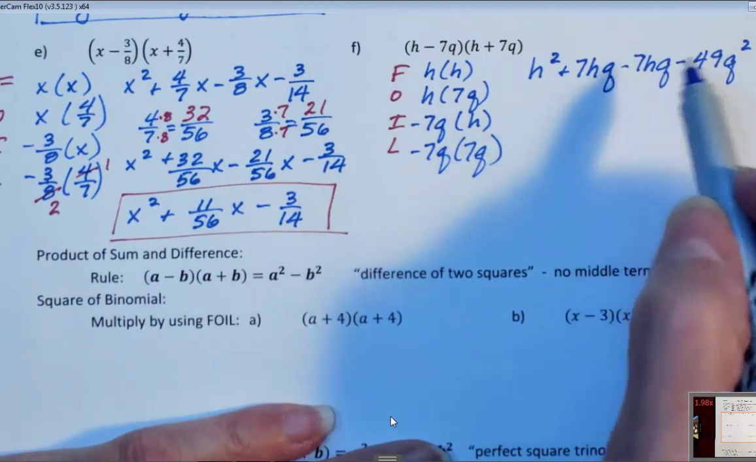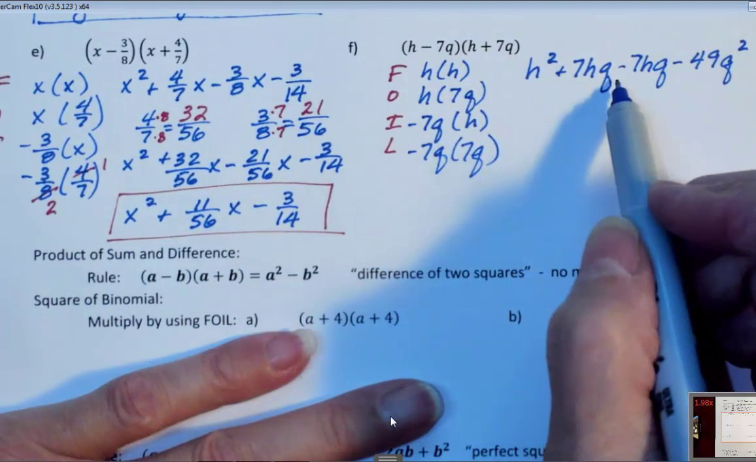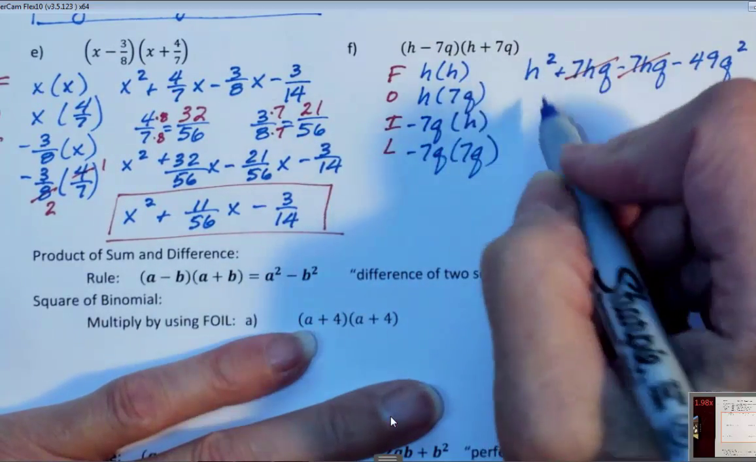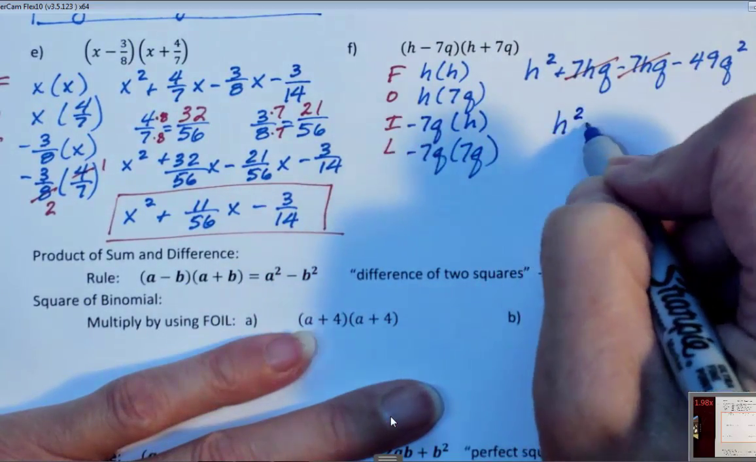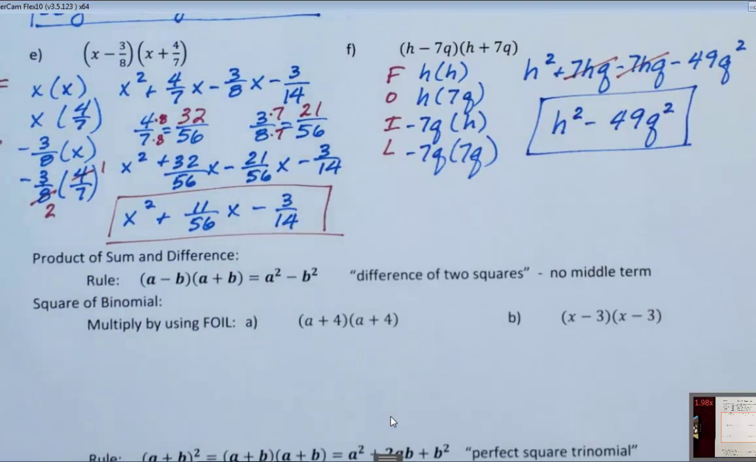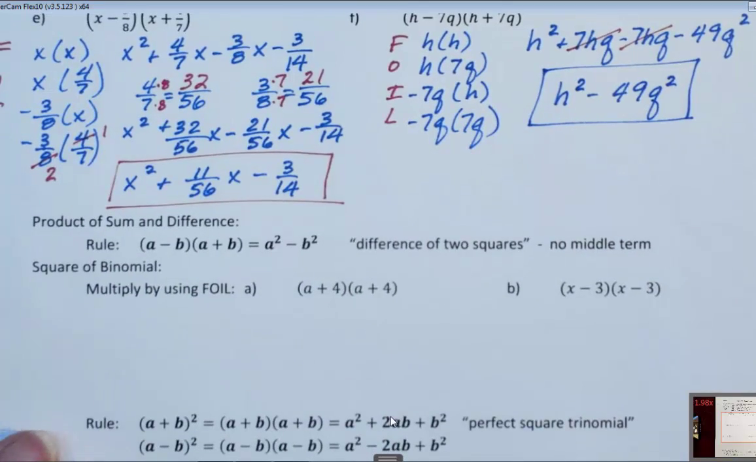We have an H and a Q in each of them. One's positive and one's negative. They cancel each other out. And we're left over with H squared minus 49Q squared. And that actually brings up the next section.